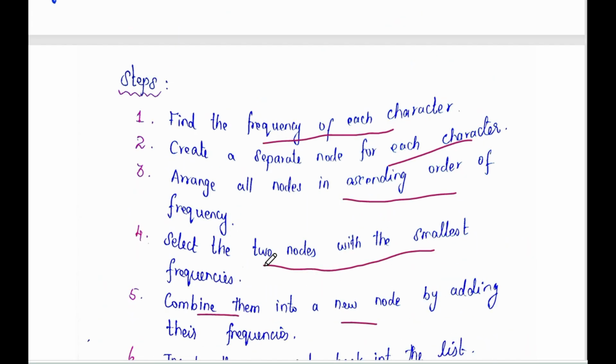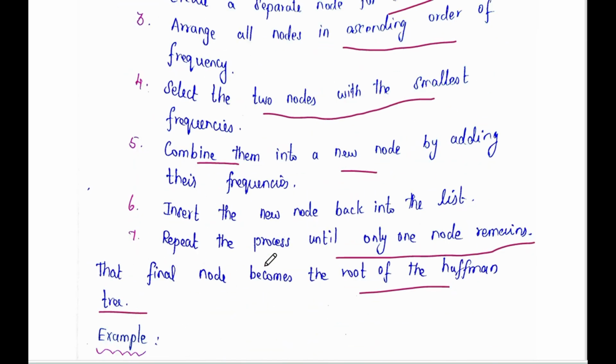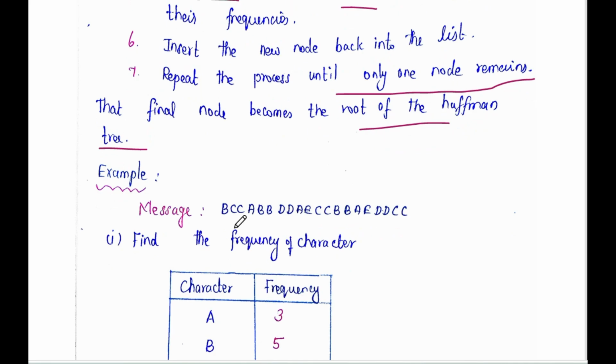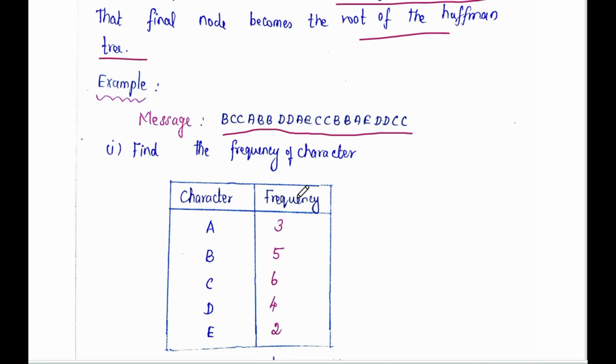We will discuss one example that will help you to easily understand this concept. Okay, this is the given message. This message contains some characters, and some characters appear more than one time. Now find the frequency of the characters. Here 5 characters are there: A, B, C, D, E. These are the characters present in the given message.